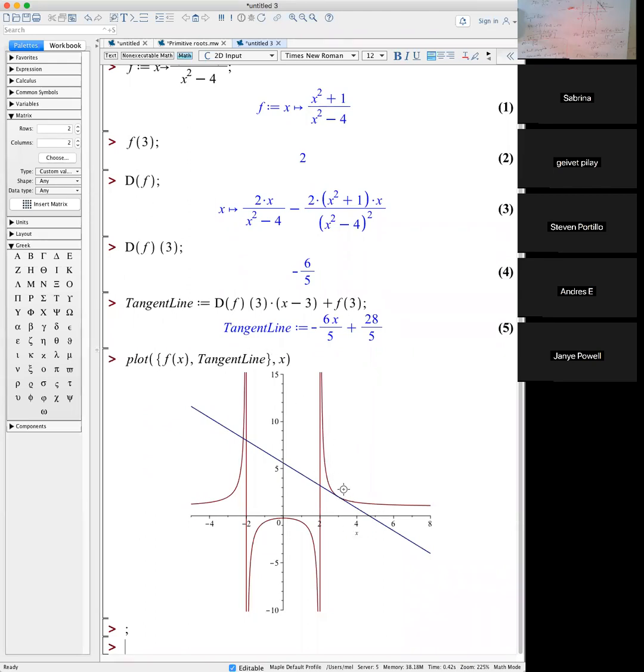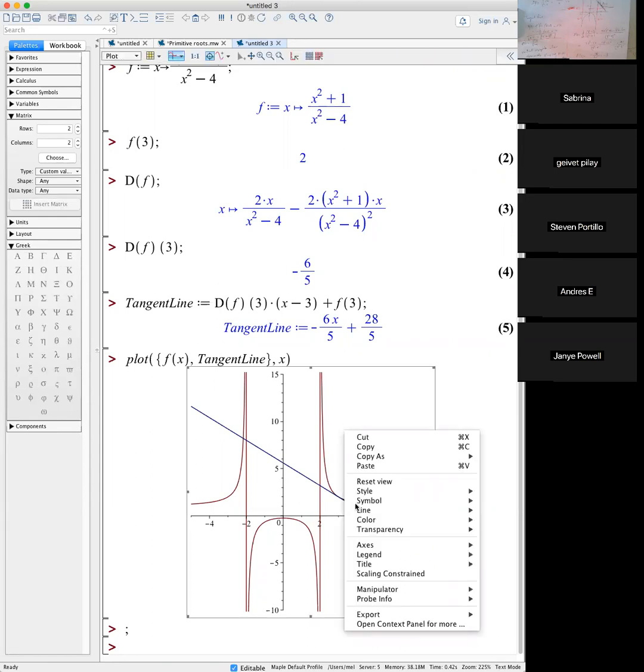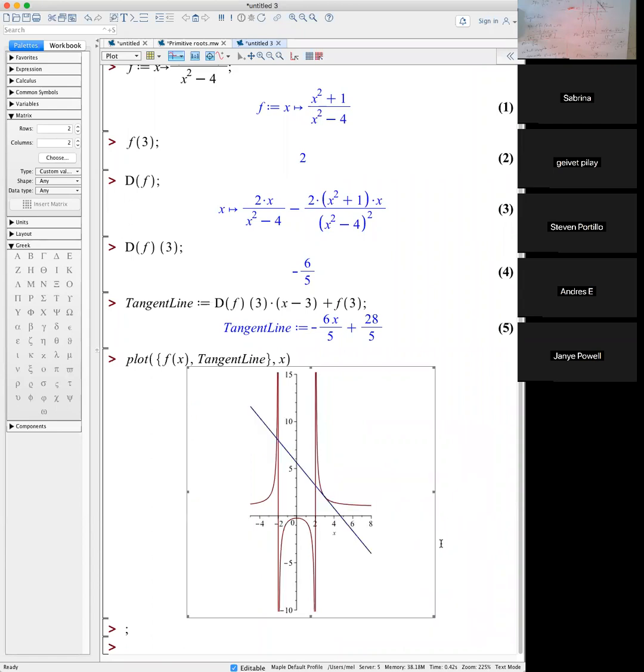But you'll notice this is not drawn to scale. So 5 units vertically is just this small amount. 5 units horizontally is much bigger. If I want it drawn to scale, I don't always want to do that, but it's useful sometimes. I right click and click on scaling constraint, and now it's drawn to scale. So this is exactly what this looks like.